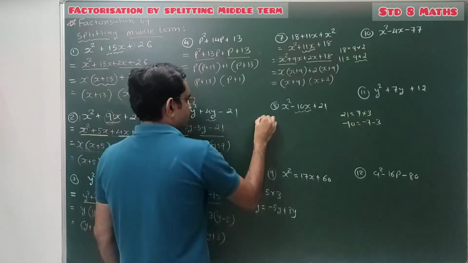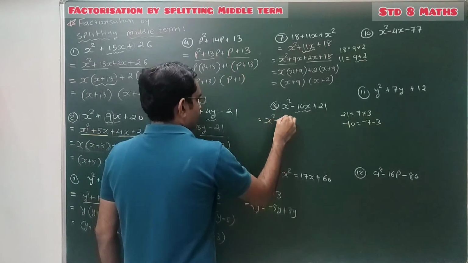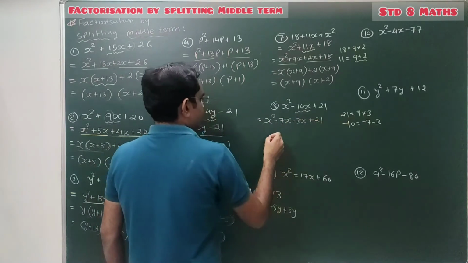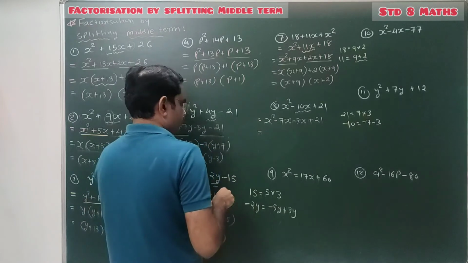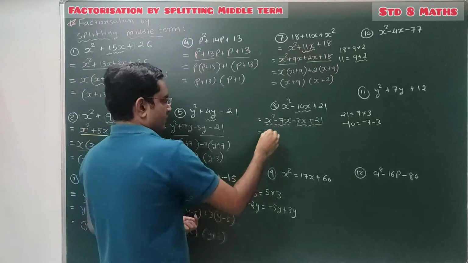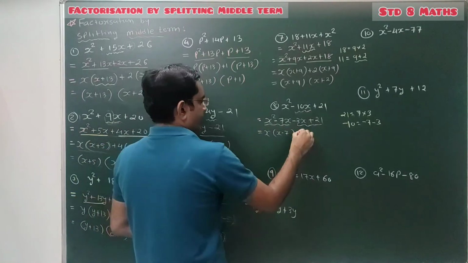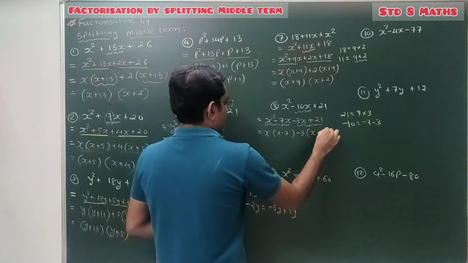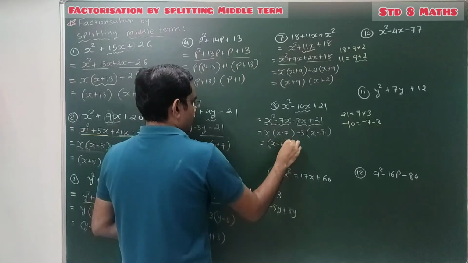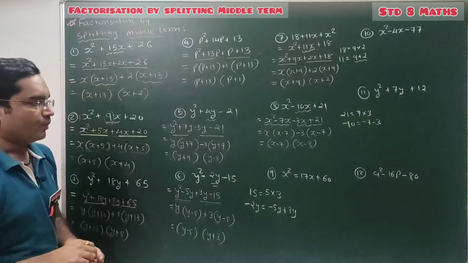So this is equal to x square minus 7x minus 3x plus 21. This is equal to, taking the first and last group, x common in the first group gives x minus 7, and minus 3 common in the second gives x minus 7. So we can take this x minus 7 as common. The remaining terms are x minus 3. Done.